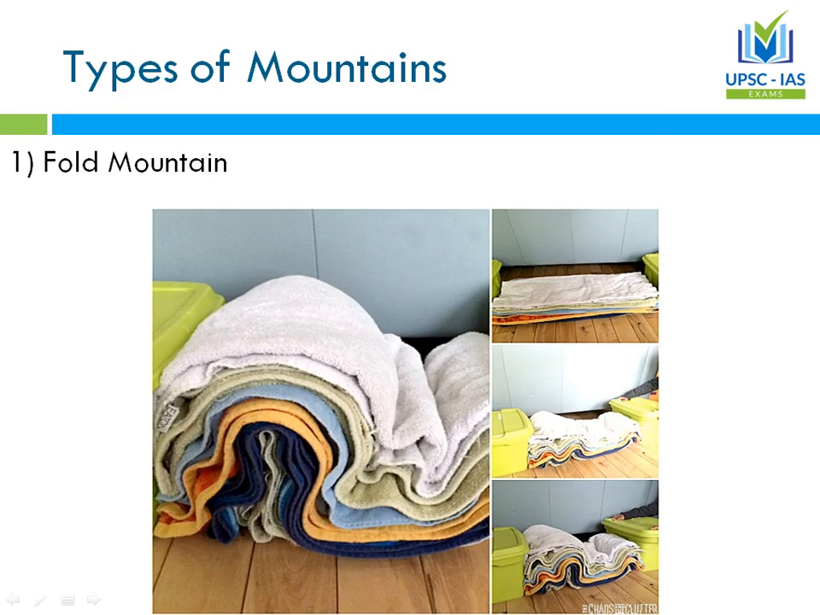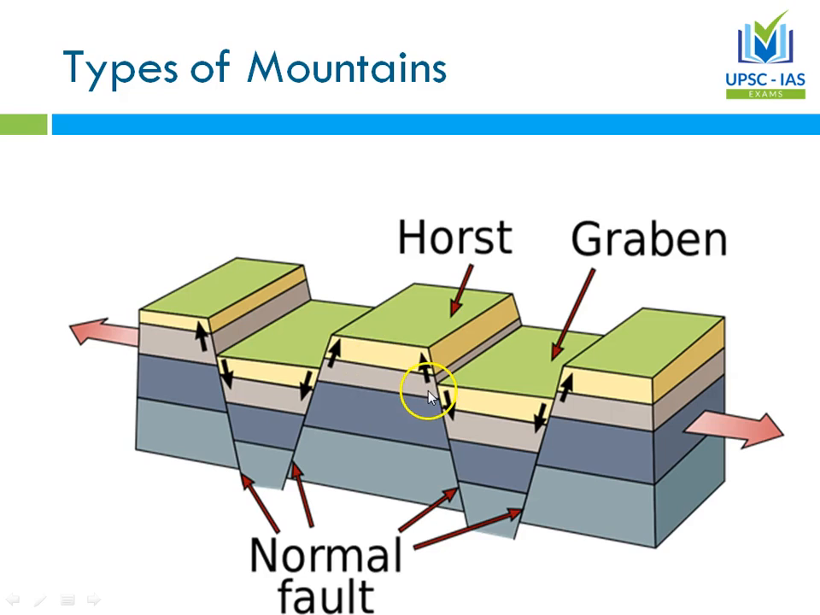Because of that, the elevation takes place, and these mountains are known as fold mountains, right friends? The other type of mountain is known as block mountain. As I told you in the starting of this lecture, sinking and upliftment takes place. It is a continuous process, and the mountains that form due to sinking and upliftment are known as block mountains.